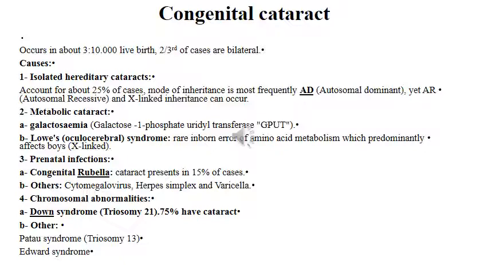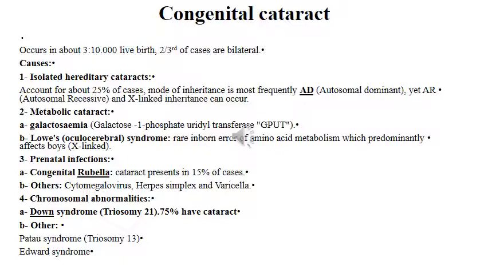It's either isolated hereditary cataract. What do we mean by isolated? Isolated means that the child has only cataract. They are systemically fine, normal, healthy individuals, but they have some sort of hereditary cataract that runs through their family line. This occurs in 25% of cases, usually autosomal dominant. Other modes of inheritance are possible.